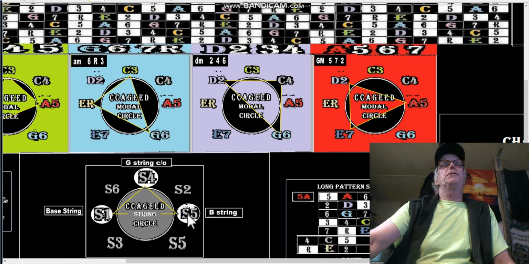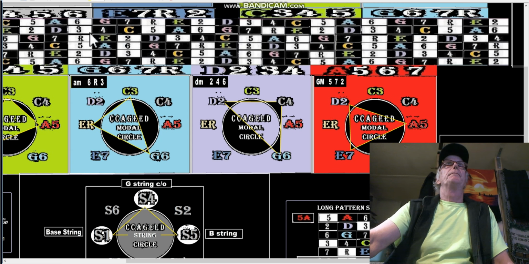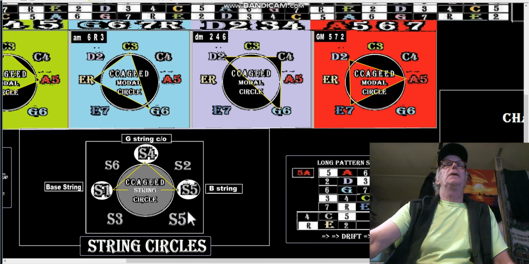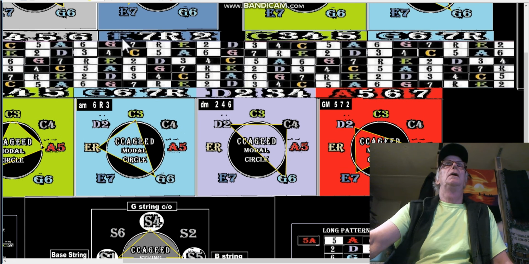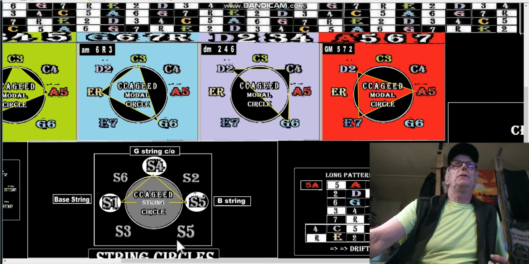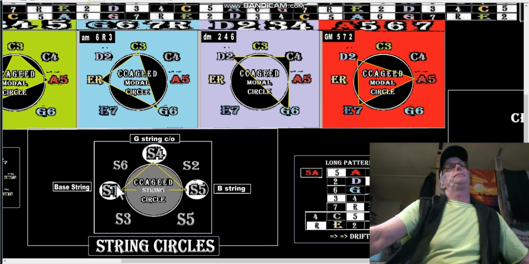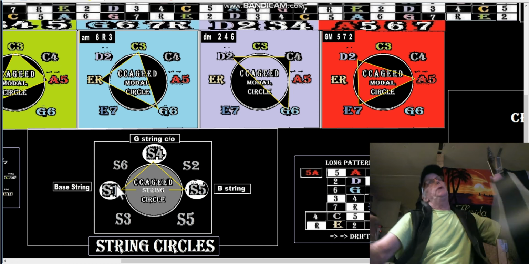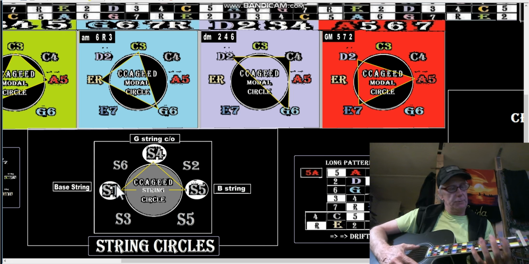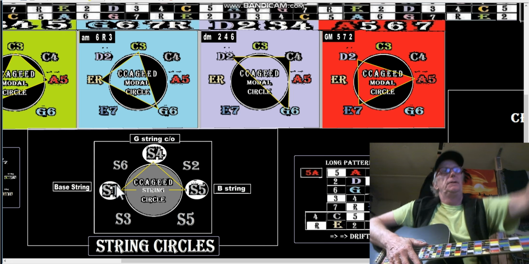Then the 5th string, what are we going to have? The C3. 3, 4, 5, that's the 5th string. And also on the 5th string, we're going to have a C4. 4, 5, 6. So you see, this is a general string circles pattern, no matter what string shape you start on.